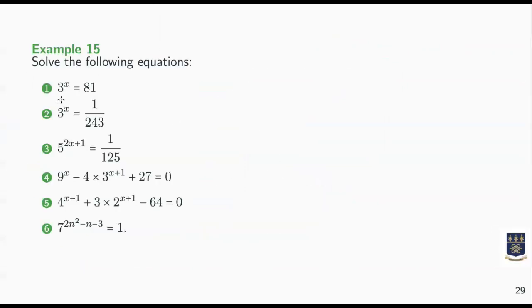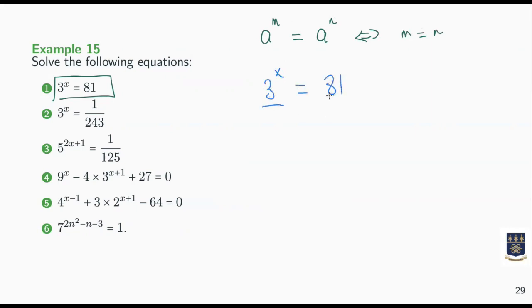The same way, we can use the laws of indices to solve these. Now remember, we said that a to the m equals a to the n if and only if m and n are the same. So now we've got this equation, 3 to the x equals 81. This 3 and this 81 are not the same, but I can write 81 as 3 to the power 4. So it reduces to 3 to the x equals 3 to the 4. So my x is 4. And once you know how to do this one, 2 and 3 should be straightforward.